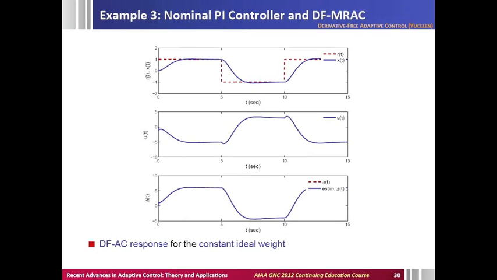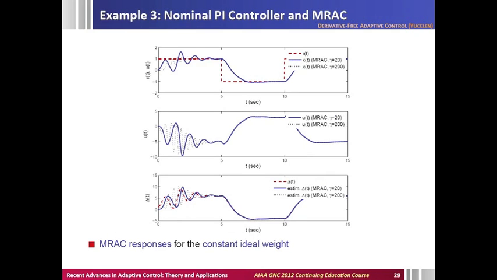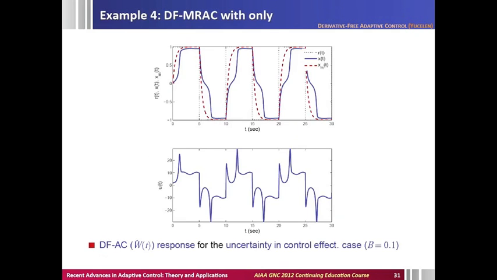So this is the case when we have the derivative-free adaptive controller. Since it is derivative-free, not integral, it is not as harsh as the standard adaptive controller. So when we augment these two controllers together, basically it does a much better job than the standard MRAC. So this is the case.